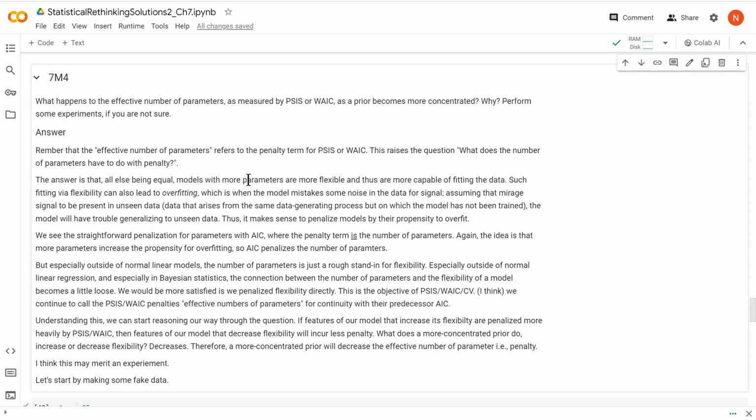So, all else being equal, models that have more parameters, so it's estimating more things, are going to be more flexible and therefore more capable of fitting data in general. The extent to which they're more capable of fitting data means that they're also more capable of overfitting that data. If you're not familiar, overfitting basically means that the model looks at the data, and that data is comprised of some signal and some noise. The model's job is to distinguish the noise from the signal, and overfitting is when it is mistaking some of the noise as signal.